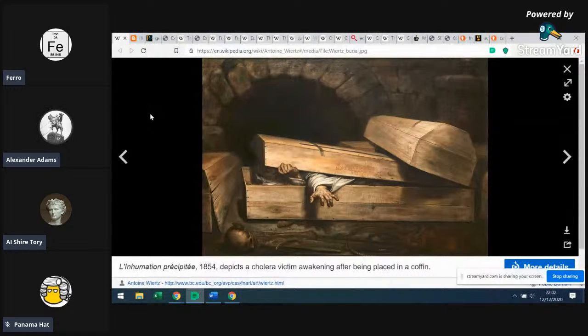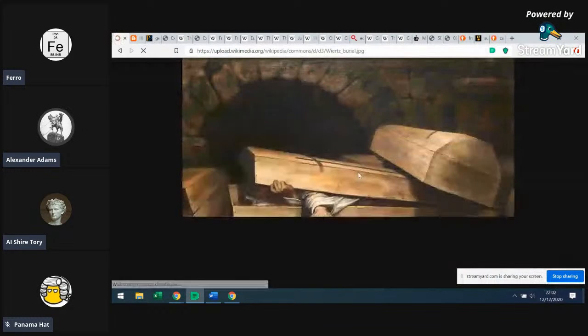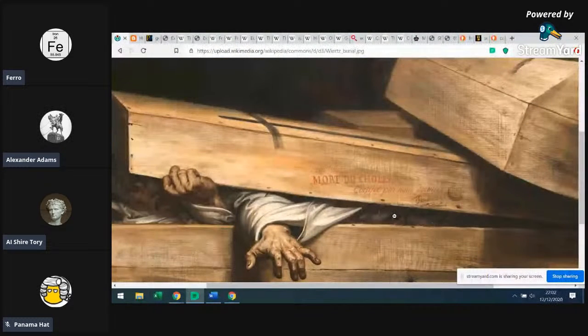So here is another one of Vertes's paintings called the Premature Burial. Now, of course, if you remember your Edgar Allan Poe, who's writing stories in the 1830s and 1840s. This is 1854 for this painting. This is a scene of someone, you can't see it on here, but it's stamped on this cheap pine coffin, it says mort du cholera, so dead of cholera, and certified.